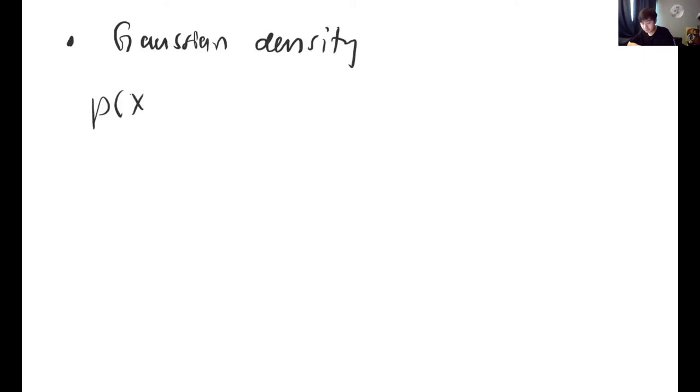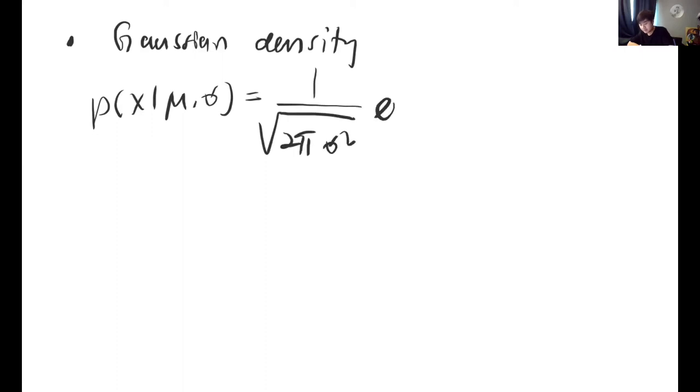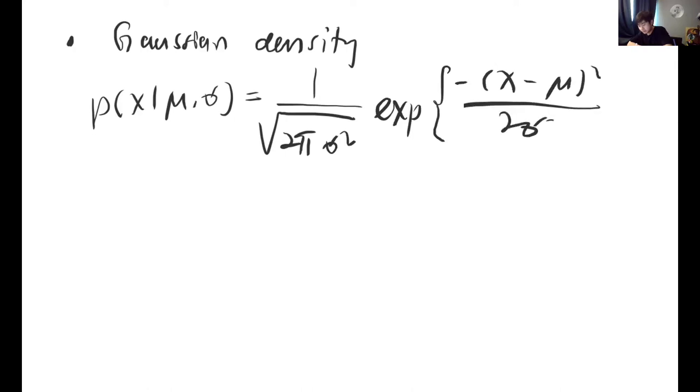All right, and just a reminder of what a Gaussian density looks like. A Gaussian density is simply the normal distribution that we are very familiar with. I'm just going to write down the form of the density, or you can call it the distribution function, the probability distribution function, PDF. This is just a bit of recap. It has this kind of exponential form. There's a negative here. This is the standard deviation, and this is the mean.